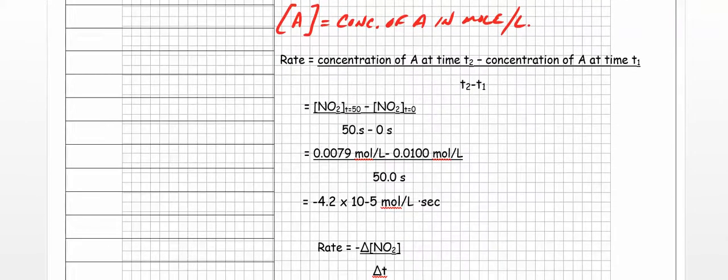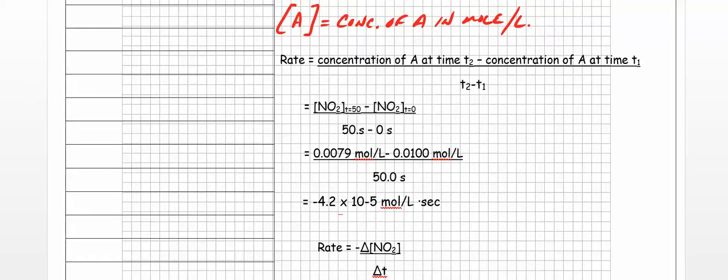So the difference in concentrations then is going to be, well, I'll just let you subtract it on your calculator. At any rate, when I divide it by 50 seconds, I get this number: negative 4.2 times 10 to the minus 5 moles per liter per second. So in other words, for that first 50-second period, on average, the concentration of NO2 is decreasing by 4.2 times 10 to the minus 5th moles per liter every second, right?